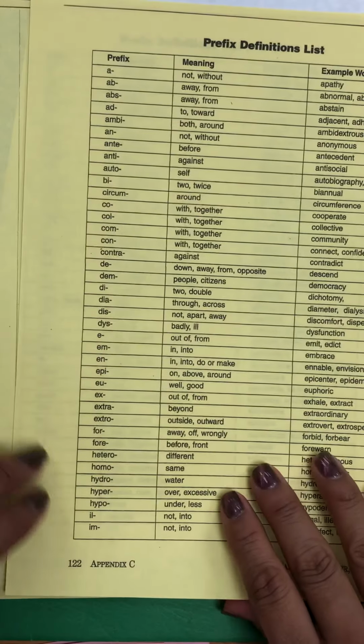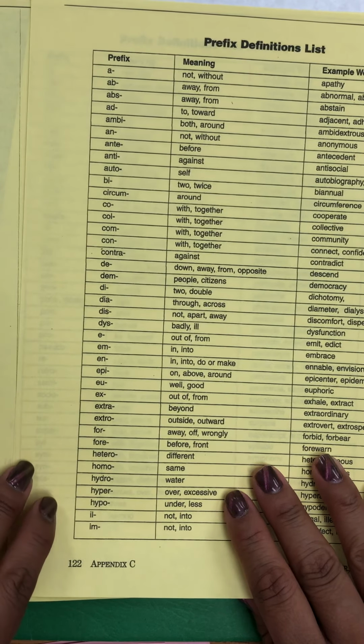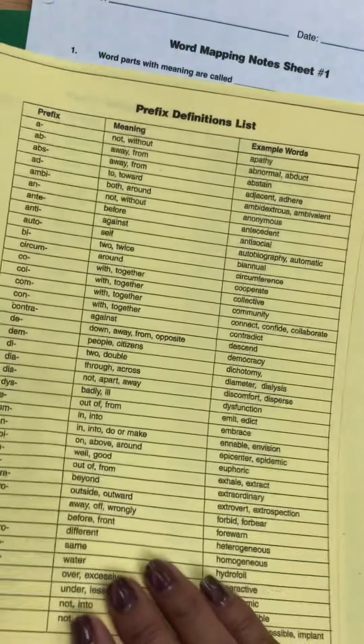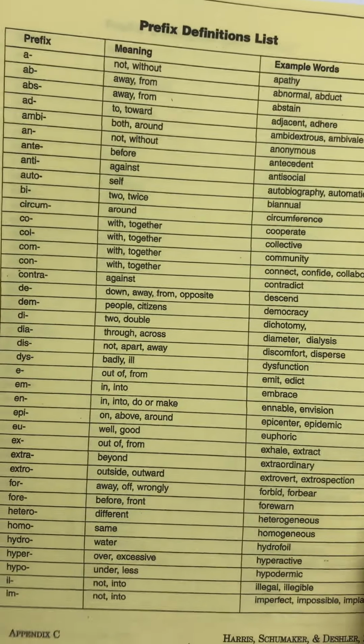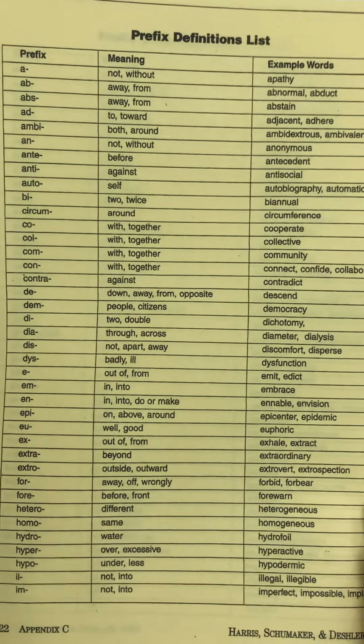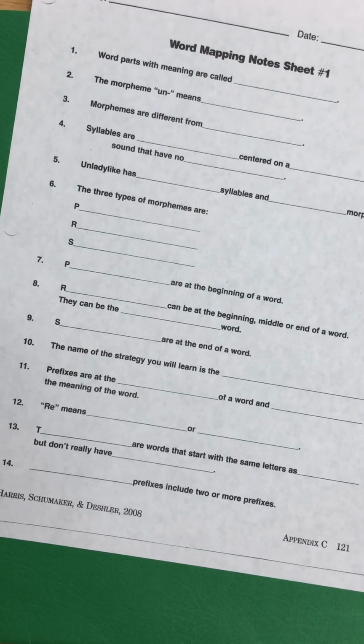So that's just a few of the prefixes. I know that you may be more familiar with some of the other ones, but just in case you aren't, again, these are located on Google Classroom in your resources. So let's move along.